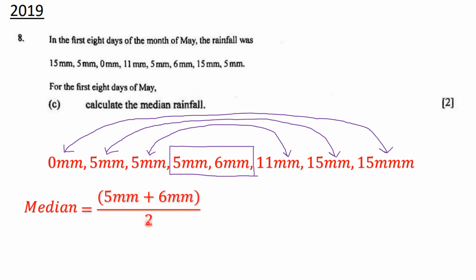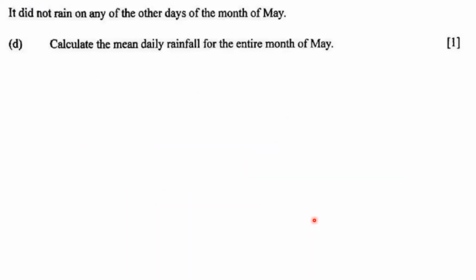And so we have 6 plus 5, which is 11 millimeters divided by 2. And so the answer is going to be 5.5 millimeters. So the median rainfall is going to be 5.5 millimeters. Okay, let's move on to the next question.